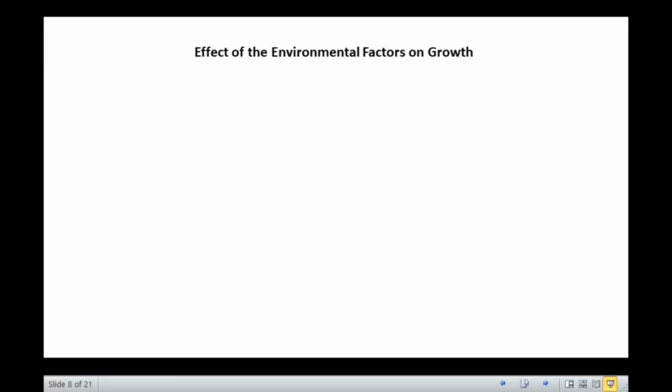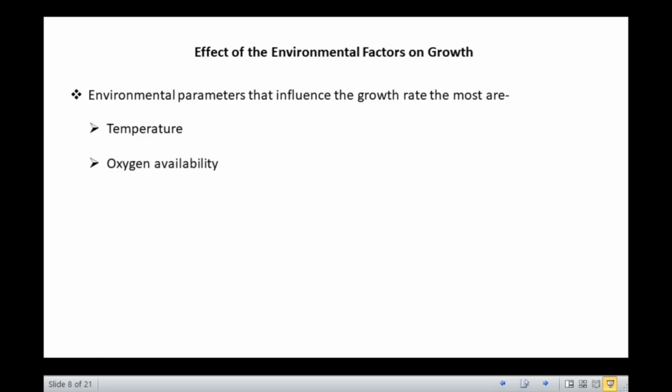Of the environmental factors on growth. The growth of organisms greatly depends on environmental conditions, which are responsible for either accelerating it or retarding it. If we understand these factors, we can understand the distribution of microbes in nature and also devise methods to curb the growth of the undesirable microbes. The environmental parameters that influence the growth rate the most are temperature, oxygen availability, hydrogen ion concentration, and solute concentration. Let us consider each of these factors in detail.